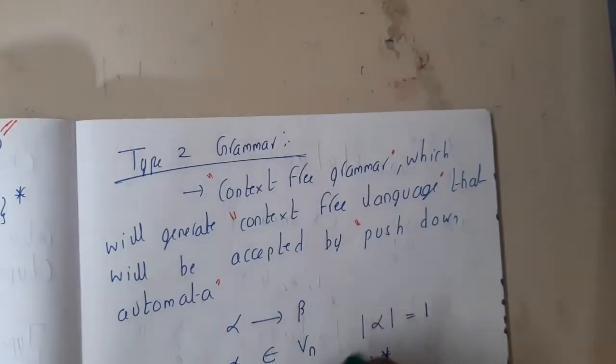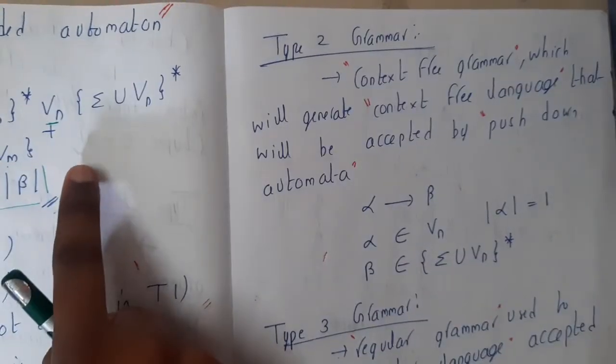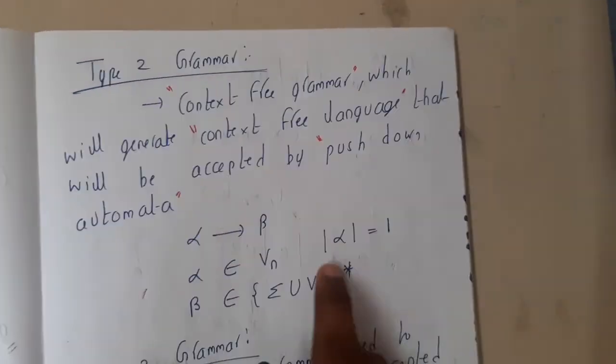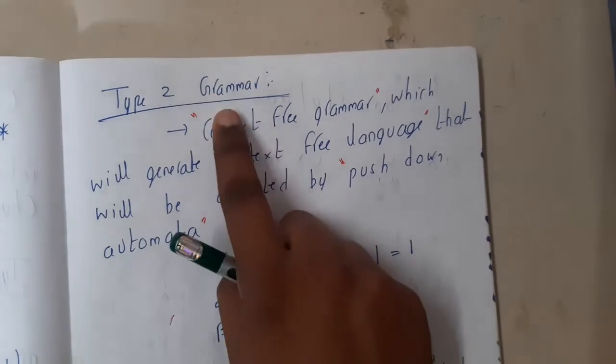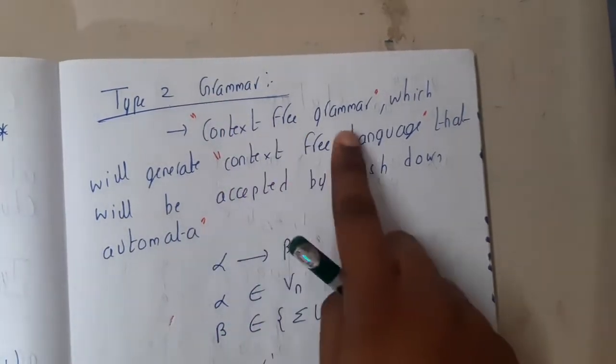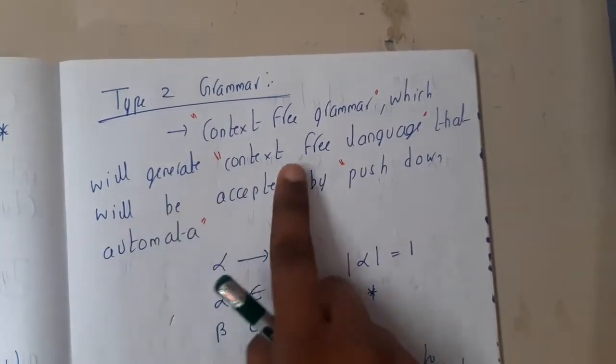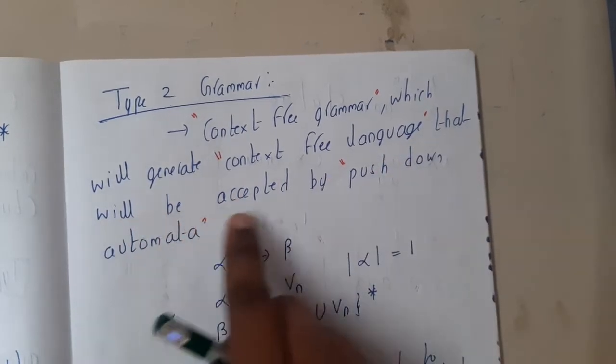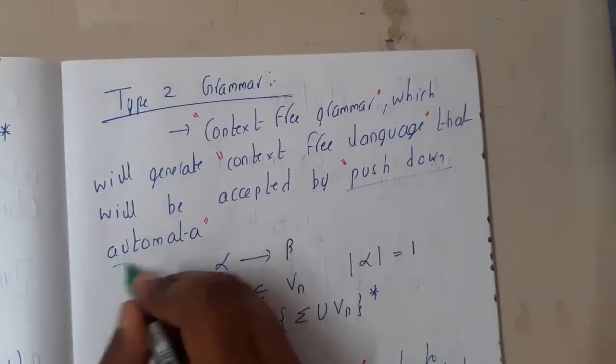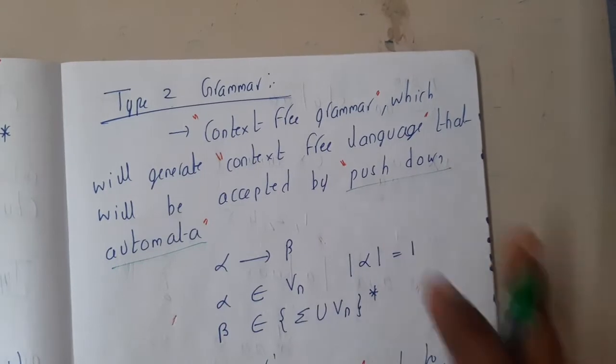Now moving on to type 2 grammar. What type 2 grammar says is that it belongs to context free grammar, which generates context free languages that are accepted by pushdown automata. To be clear, after a few lectures we'll be discussing pushdown automata.